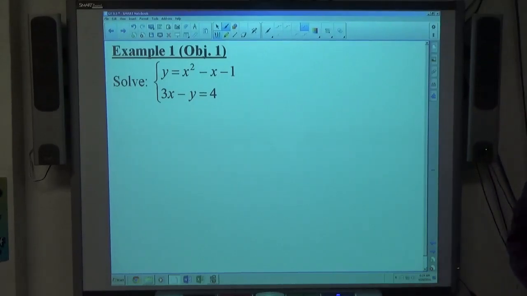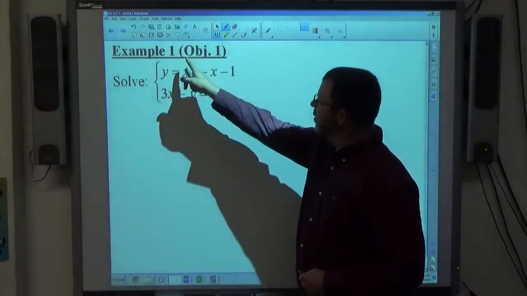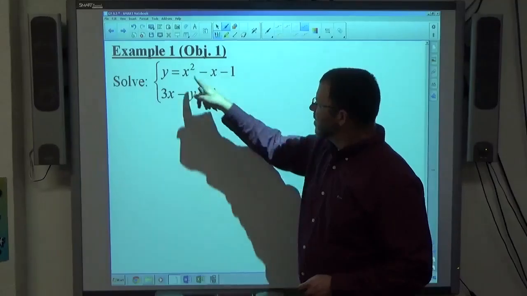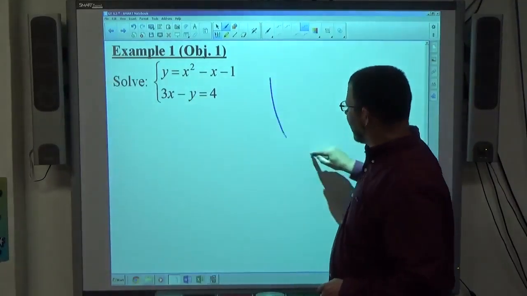1, y equals x squared minus x minus 1 and 3x minus y equals 4. We have a non-linear system of equations. Hopefully we recognize this as being a parabola, y to the first, x to the second. It's an upward turning parabola, so it's going to be doing something like that.